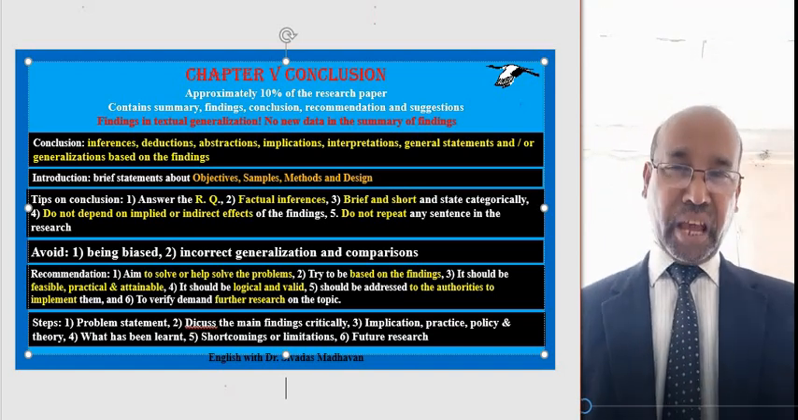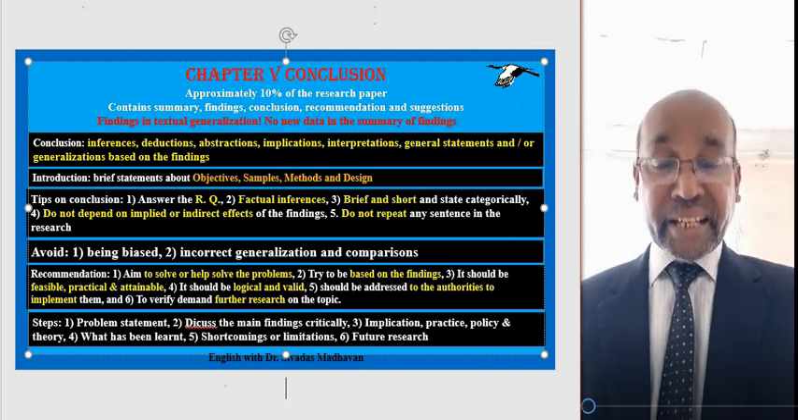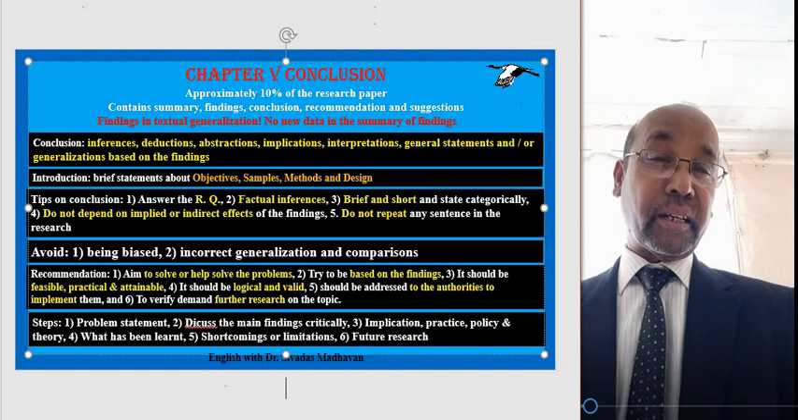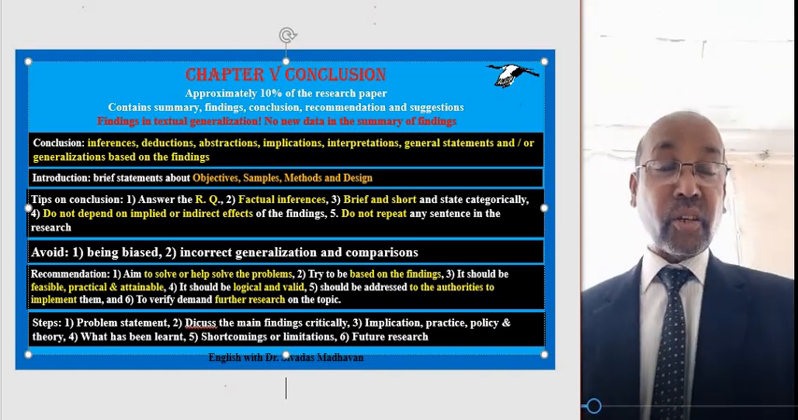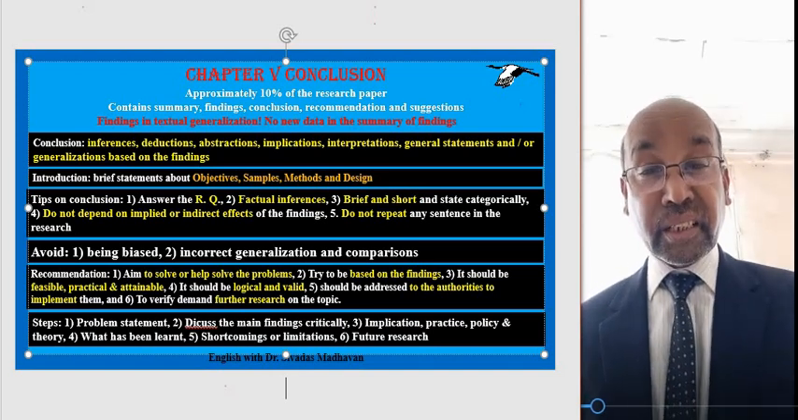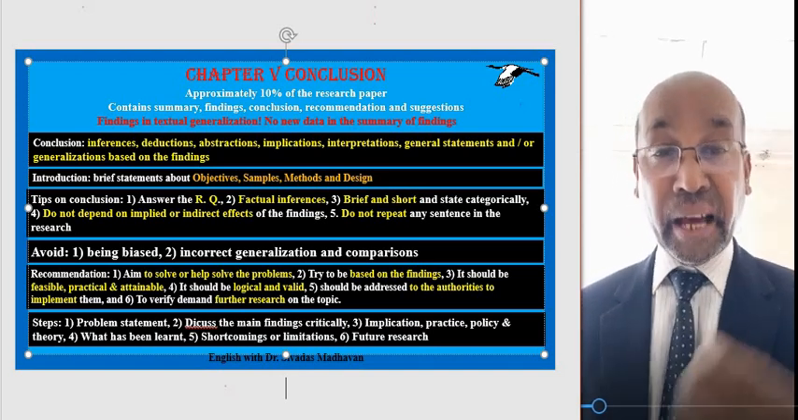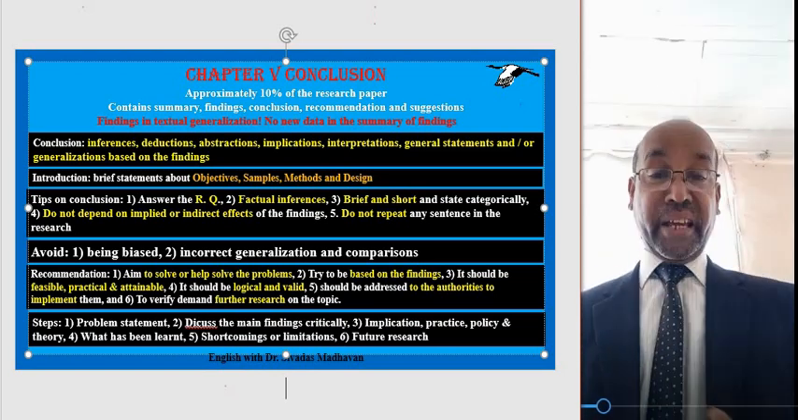In the concluding chapter, it is the textual generalization, but no new data will come there. When you make a textual generalization, it must be based on the data that you have analyzed. So it depends on the analysis of data.